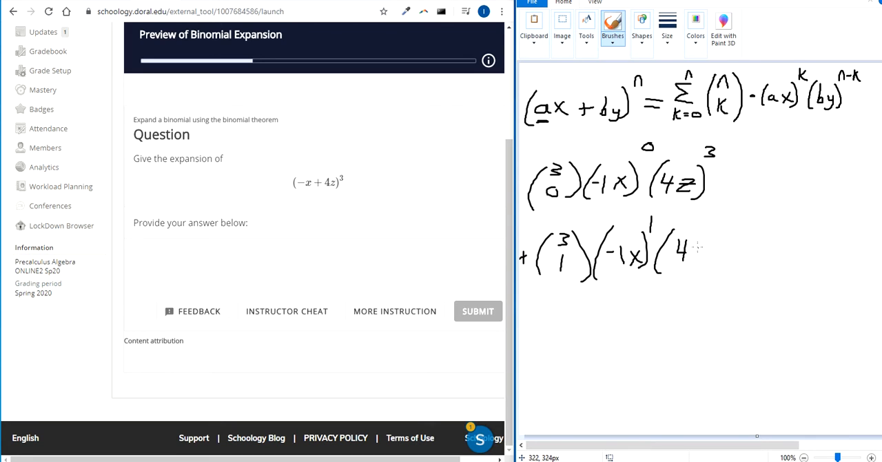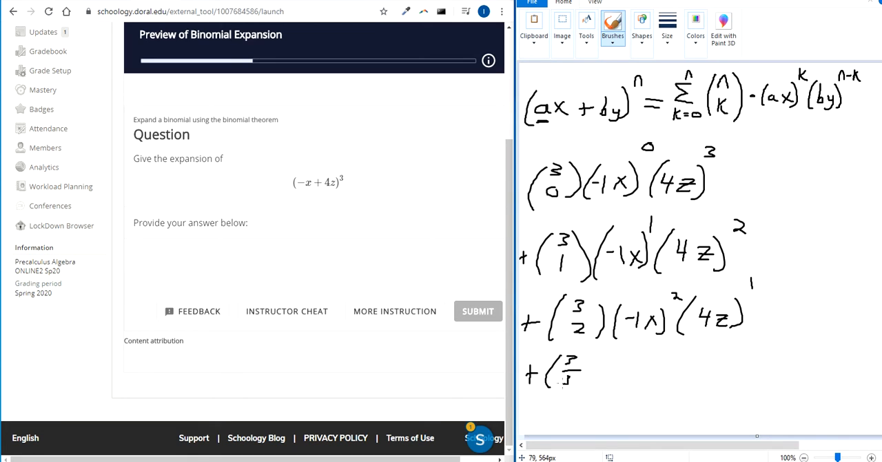Then you got 4z to the second power, plus 3 to the, you've got negative 1x to the second power, 4z to the first power, and then finally k is equal to 3. That's where this is our last term. 3 on top of 3. Negative 1x to the third, 4z to the 0 power.